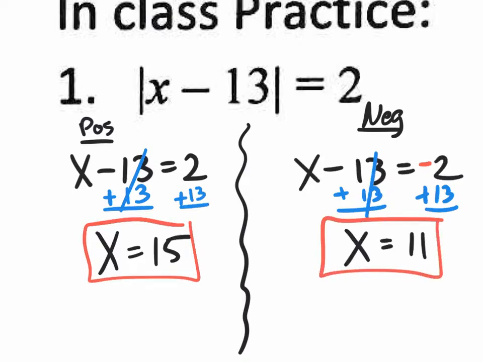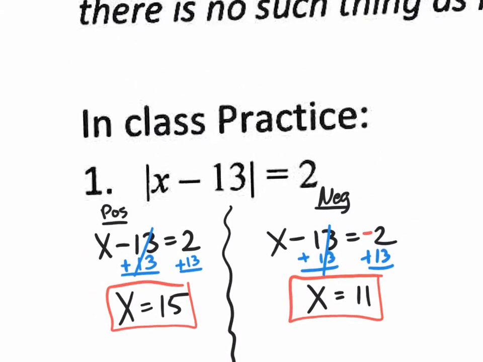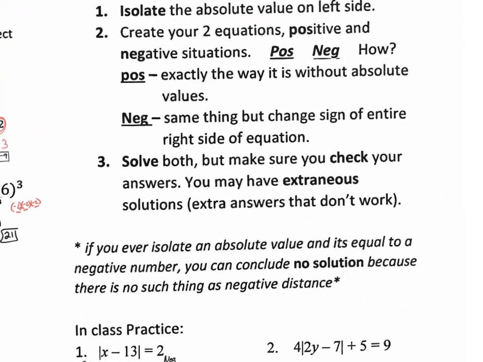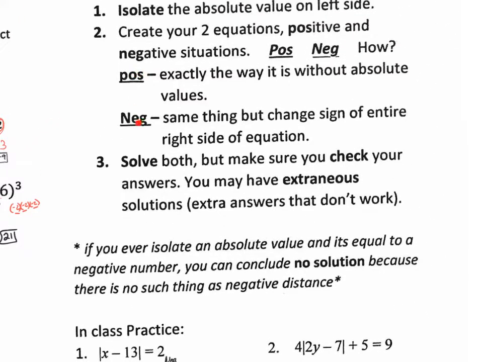So that's another answer. But if we go back up to the steps, we did step 2, we created the positive situation and the negative situation. Step 3 is solve, we already did that. But make sure you check your answers because you may have extraneous solutions. It's a fancy word right there, extraneous. What is an extraneous solution? It's simply an extra solution that doesn't work. Right? It's an extra answer that doesn't work.